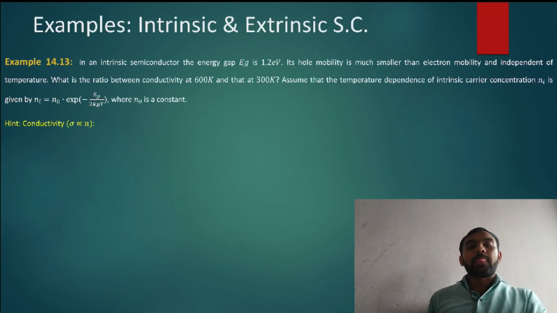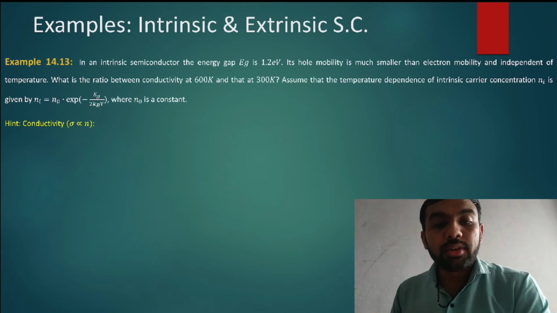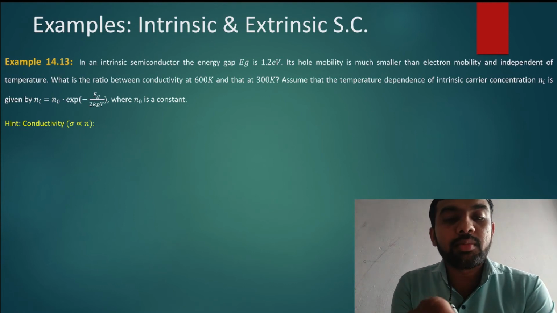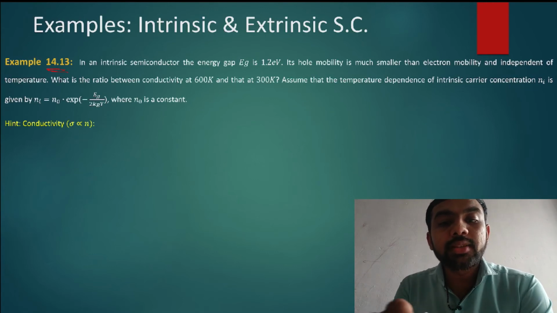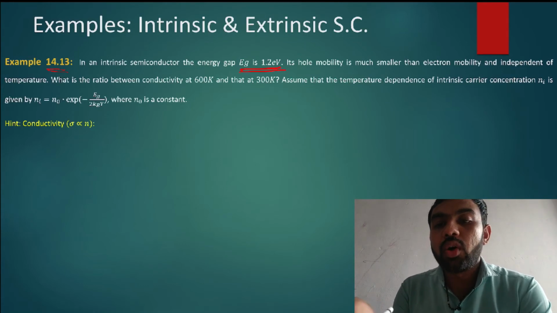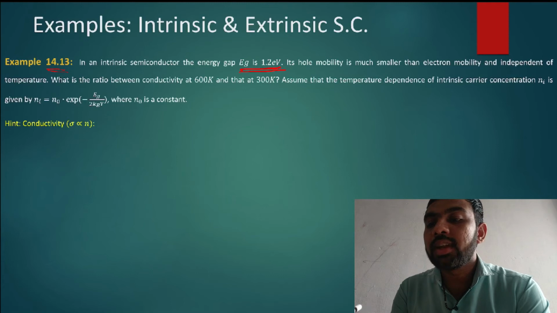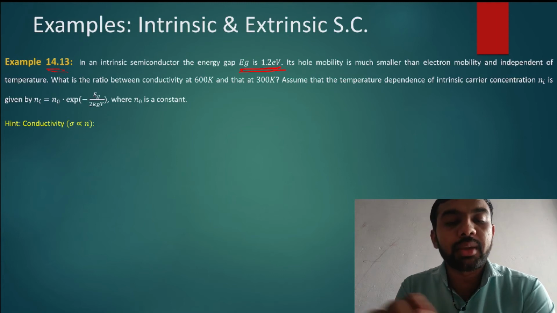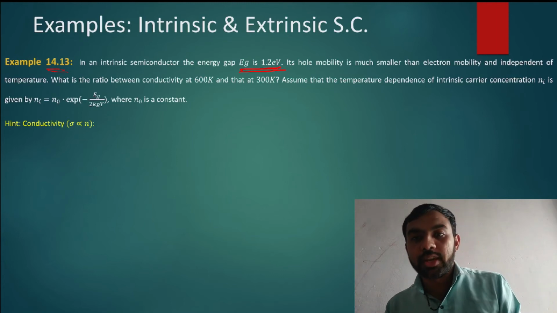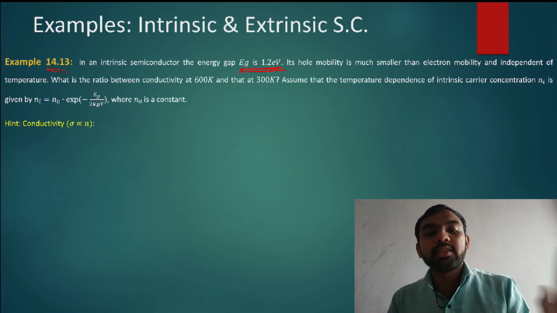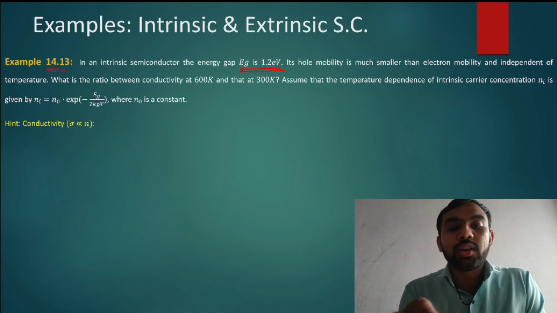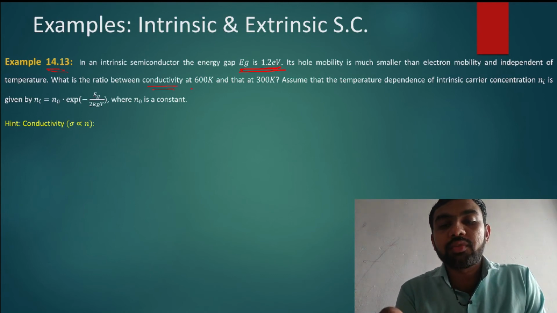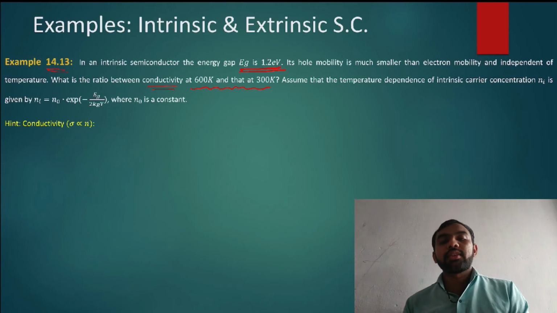Let's see the next one. One example from the exercise, example number 14.13. What is the problem statement? In an intrinsic semiconductor, the energy gap is 1.2 eV. The hole mobility is much smaller than the electron mobility and independent of temperature. Means the hole mobility is smaller, the electron mobility is higher, and it is independent of temperature. मतलब temperature पर depend करती नहीं है, ठीक है. So what is the ratio of their conductivity at the two different temperatures, 300 Kelvin and 600 Kelvin?